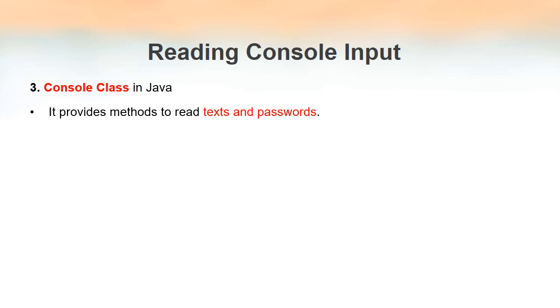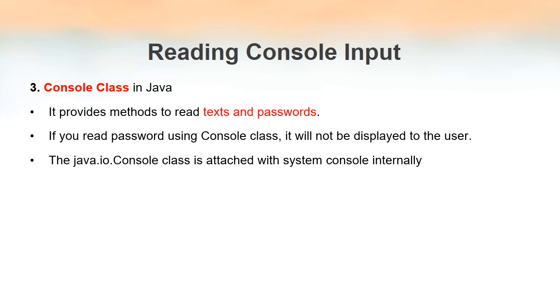It should not be visible when we type the password. So the Console class provides us with a method so that when we are entering a password, the characters that we type will not be visible. So that is the difference between the Console class and the other two classes.